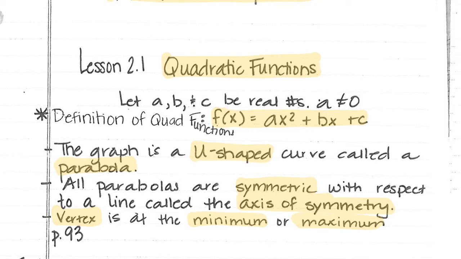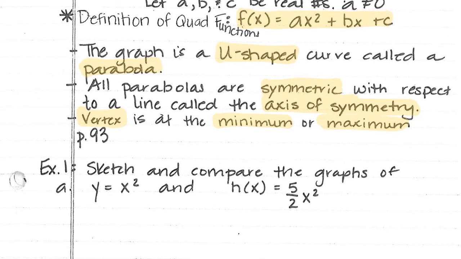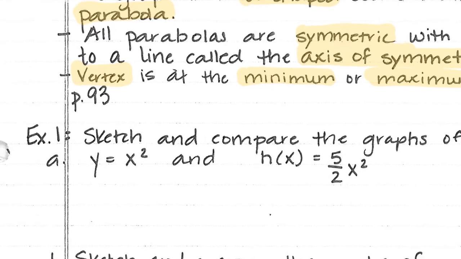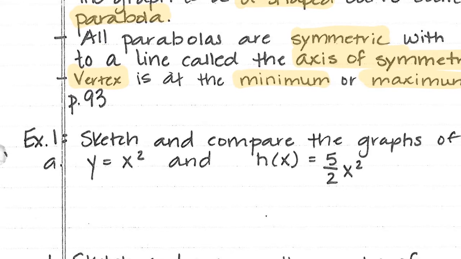So let's start looking at the first question. It just says to sketch and compare the graphs of these two things. Y is equal to x squared. And h of x is equal to 5/2 x squared. So I'm going to start by graphing the first one.